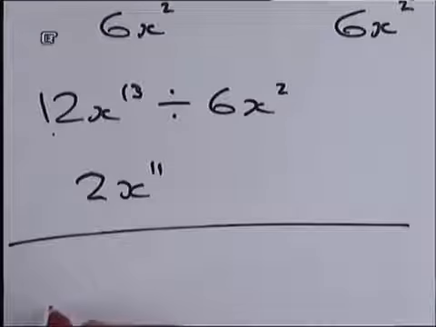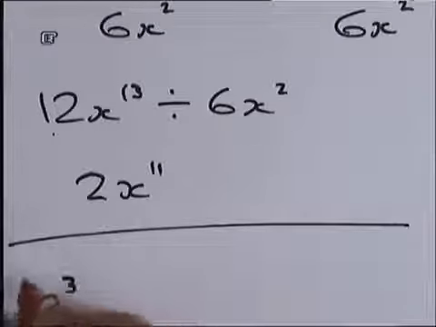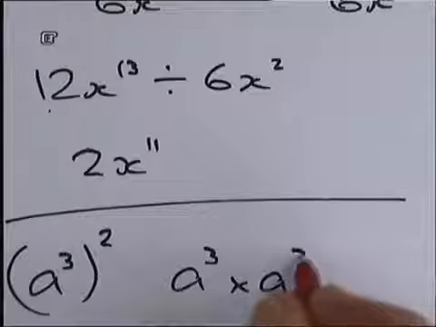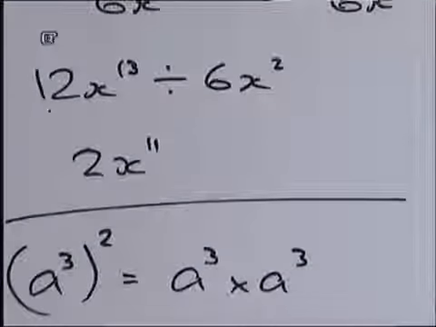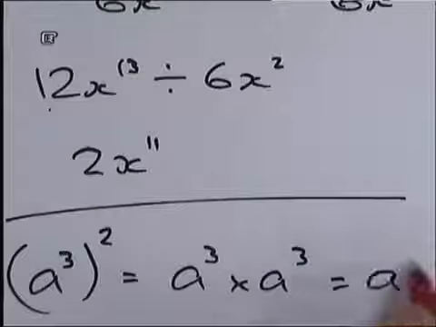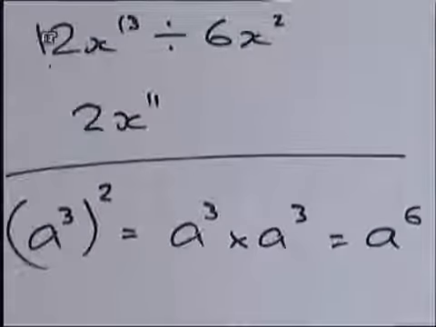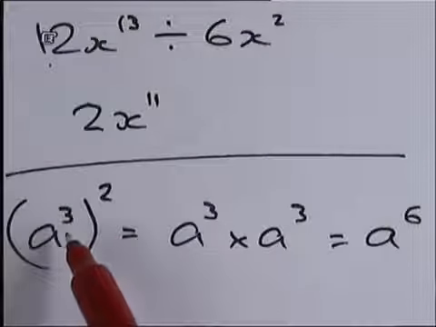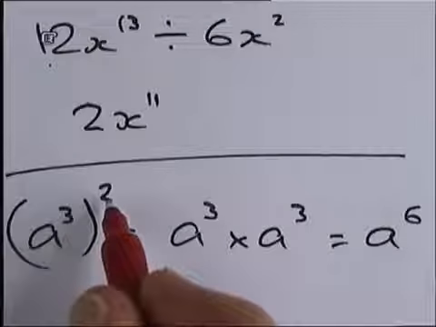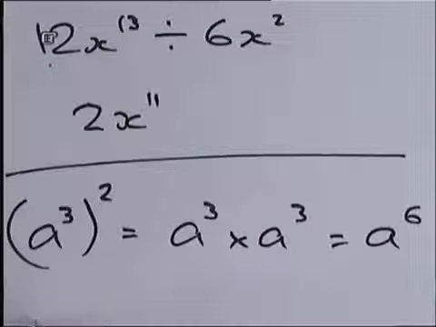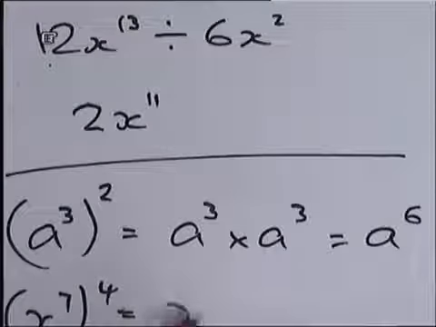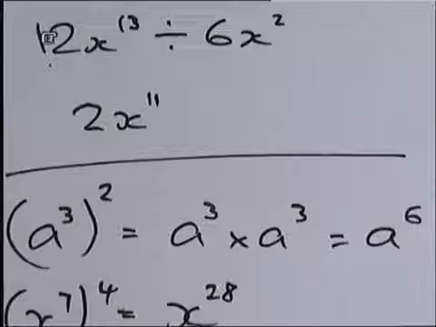And the final one for now, if you had a cubed, which was then all squared, that means a cubed times by itself, a cubed times by a cubed. If you're timesing, you add the powers. Now you can miss that middle step out. A power to a power, you can just multiply those powers together. 3 times by 2 is 6. You can go straight to that. So if you had x to the 7, to the power of 4, you could say that's the same as x to the power of 28.